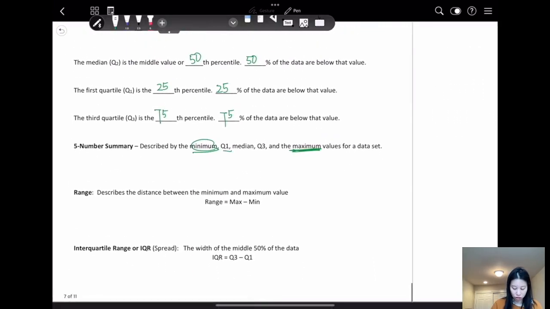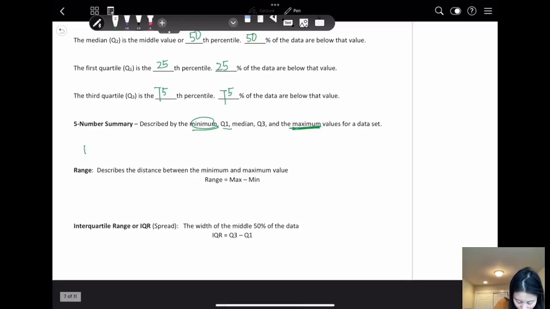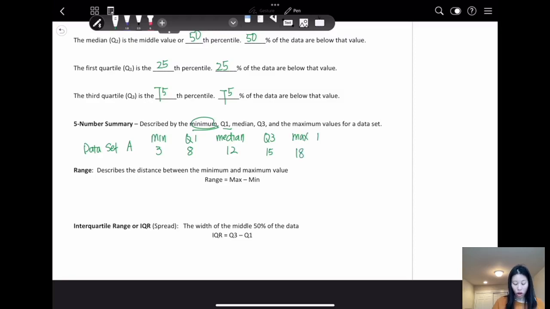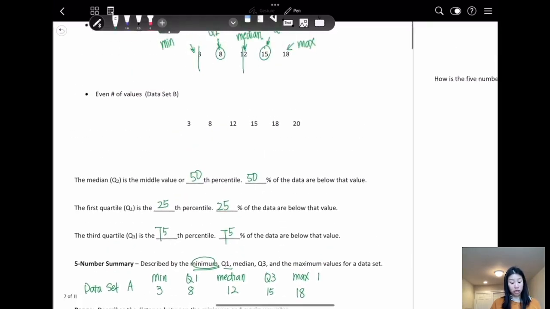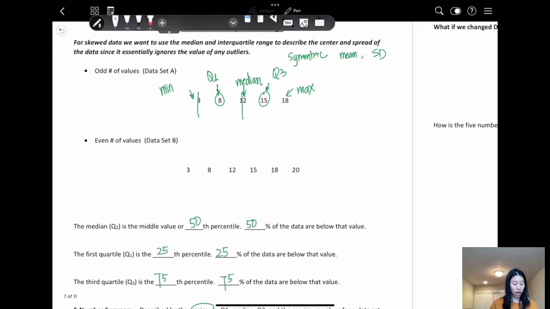So let's write it in here. For our data set 1, data set A, we have a minimum of 3, Q1 is 8, median is 12, Q3 is 15, and maximum is 18. Okay, now let's look at our data set B, which has an even number of values.